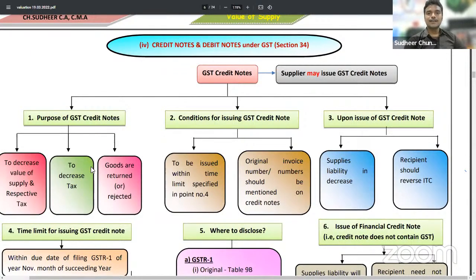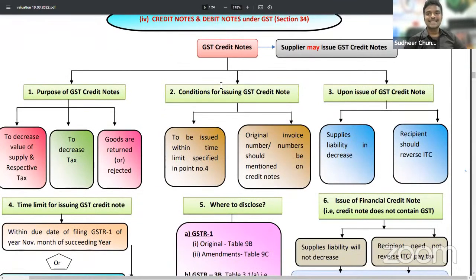So GST credit notes and debit notes. Here, the supplier may issue a GST credit note. So generally why do we issue a credit note? For three purposes a credit note will be issued generally. First, to decrease the value of supply because we have already sold the goods.